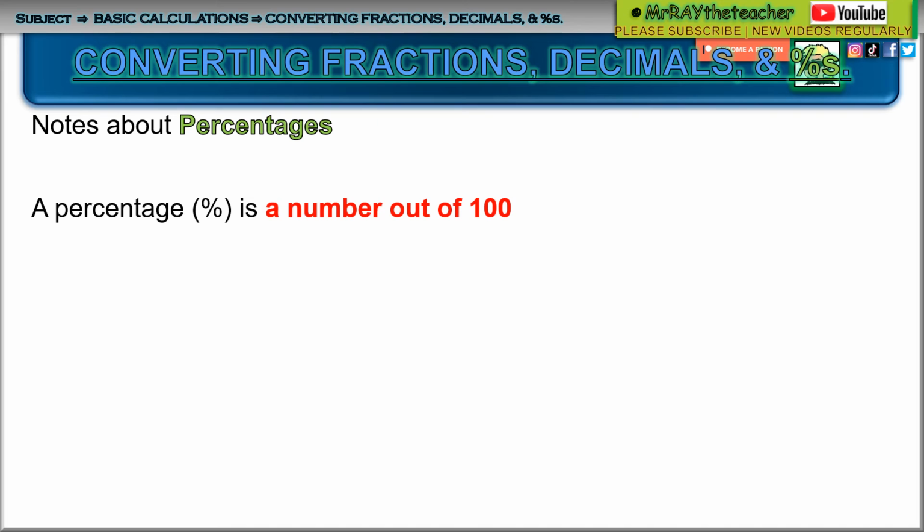And notes about percentages. A percentage is a number out of 100. That is simply what the word percentage means. This kind of looks like a 100, and you're going to see my mathemagic coming right up.